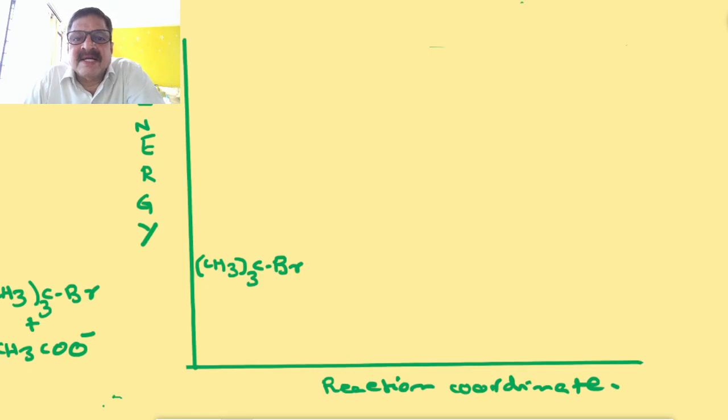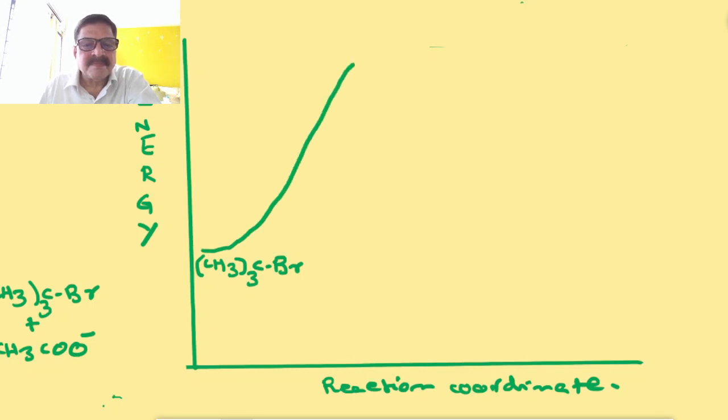Now, the delta H, the enthalpy change for step 1, will be positive. Why? Because it is an endothermic reaction, as bond breaking is involved here. Therefore, let us see how this curve can be drawn. Here the reactants will proceed like this. It will go up here, then it will come down.